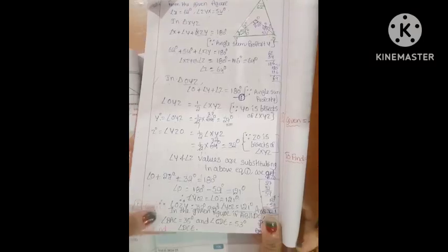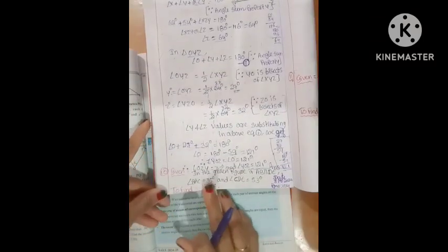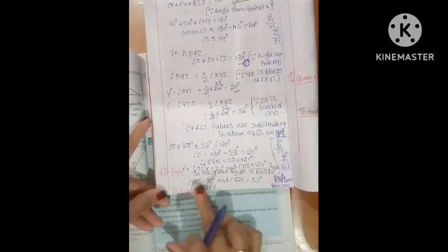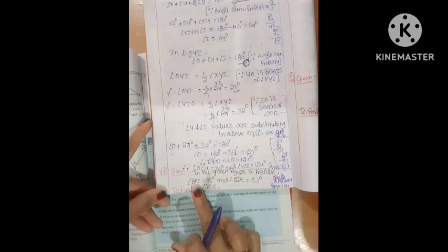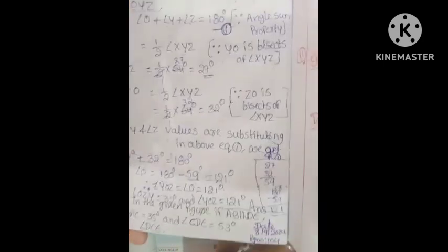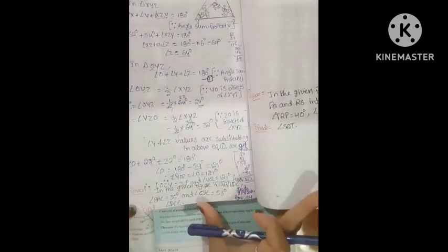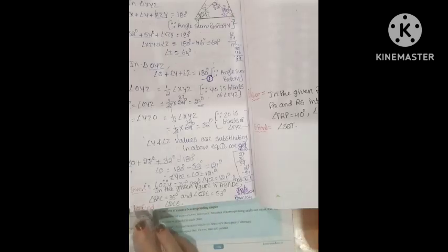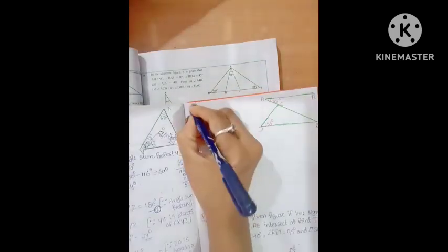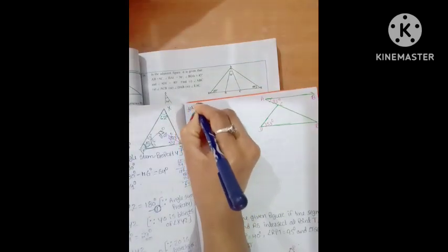First, how to write the given data in our problem. Given: in the given figure, AB is parallel to DE, angle BAC equals 35 degrees and angle CDE equals 53 degrees. To find: angle DCE. Let us do the solution for this problem.